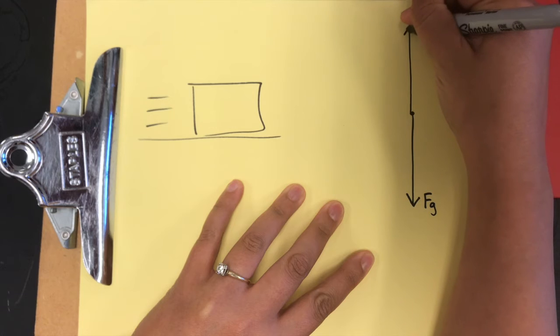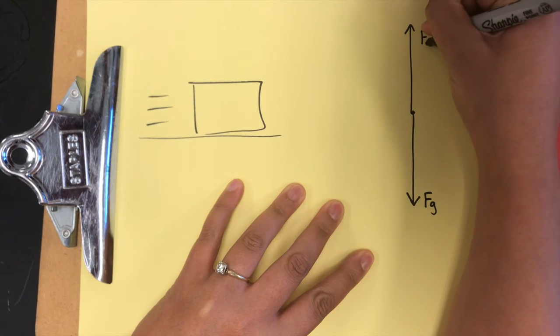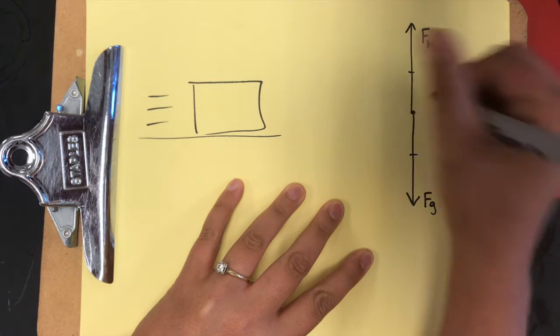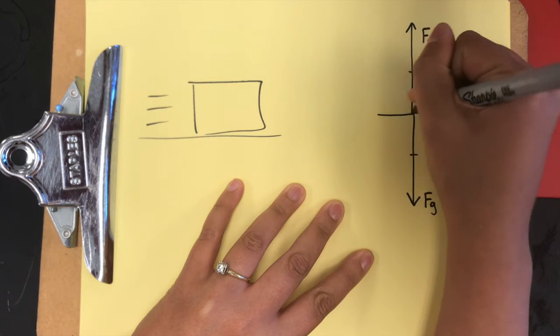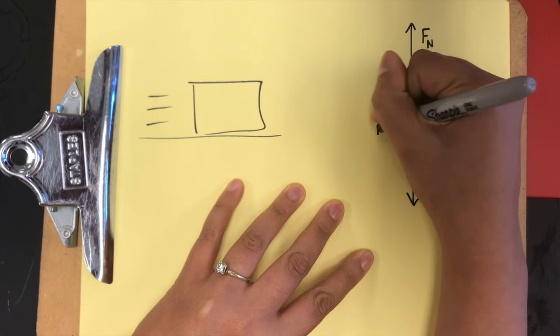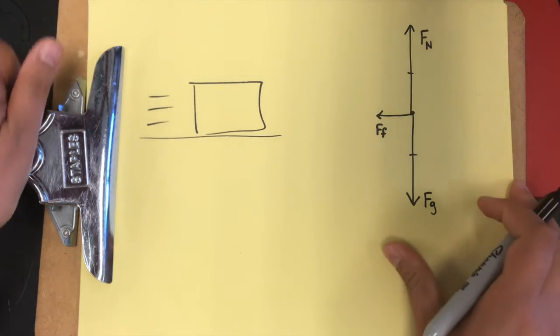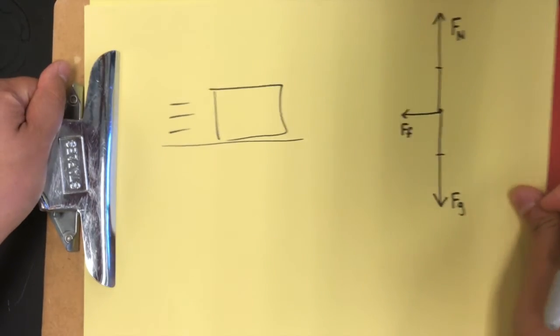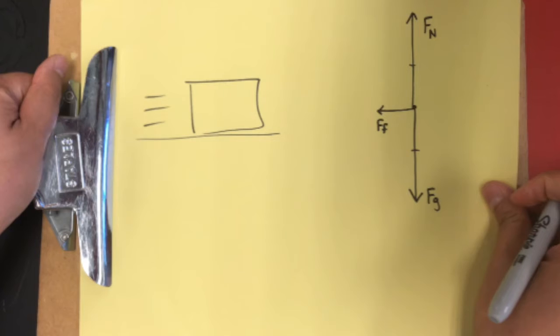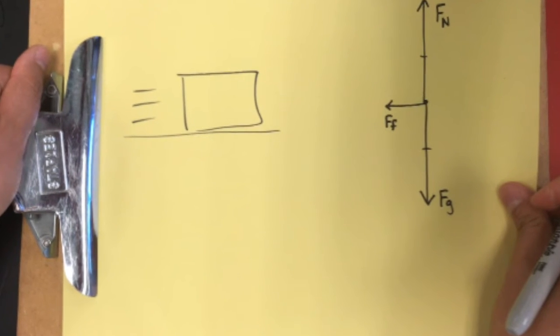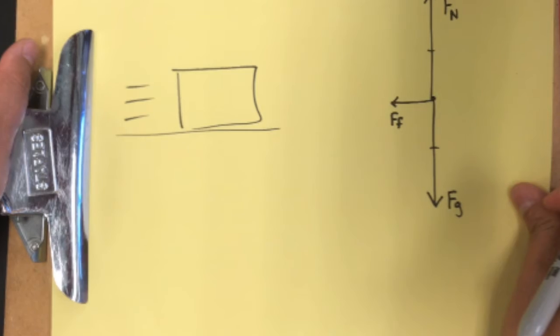I know the box isn't sinking through the table, so that must be supported by the normal force. I'm going to indicate that those forces are equal with little geometry symbols. Since my box is sliding to the right, friction would be acting to the left. I assume the friction arrow is going to be smaller than either the normal force or the gravitational force.